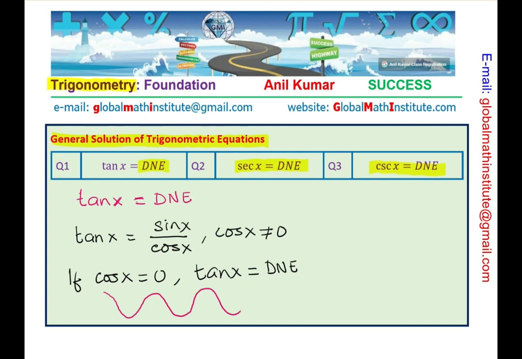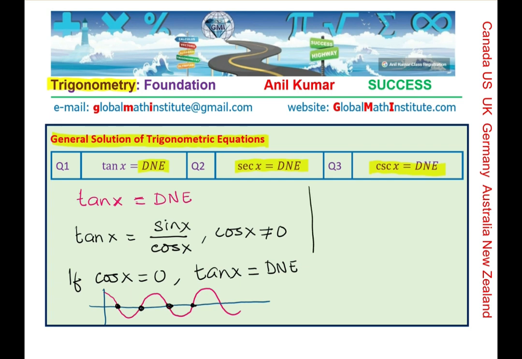Periodic, it repeats. So at 0 it is 1. And you can see that cos x is not 0 at a couple of points, which are 90 degrees, 270 degrees, and so on, right? If you're working in degrees. So let's write down here.